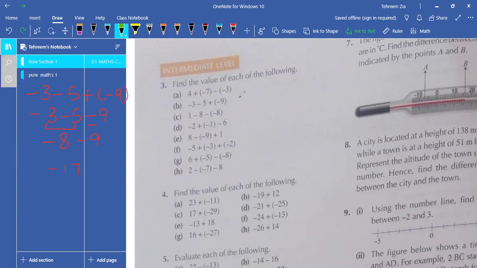Next question is 1 minus 8 minus minus 8. The first step is to solve the brackets. 1 minus 8 plus 8. Then we're going to solve the first two numbers from left to right. 1 minus 8 would be minus 7, and plus 8 is going to come like this. So minus 7 plus 8 would be plus 1.